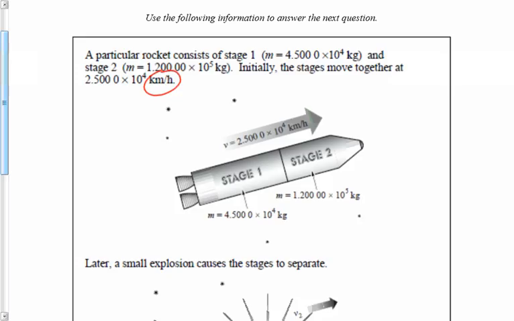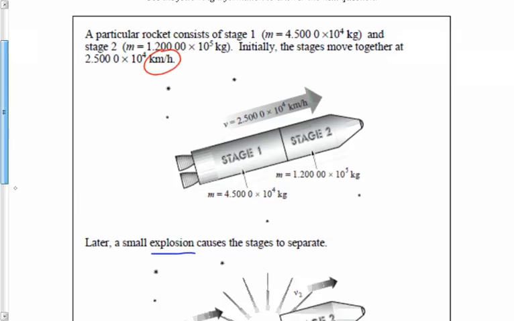As soon as I see that word, I think something right away. I think conservation of momentum. As soon as I see the word explosion, or even if it didn't say explosion, even if it just said later, an event causes the stages to separate. Well, it's like an explosion, even if it's not physically an explosion. If they separate, then we can use the law of conservation of momentum.